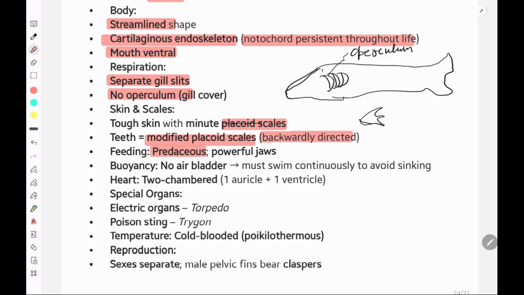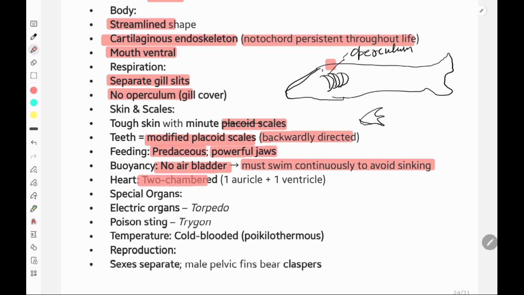They are mostly predators and they have powerful jaws. They do not have air bladders to swim. Why do the fish need an air bladder? We will discuss it in the next phylum. They must swim continuously to avoid sinking.